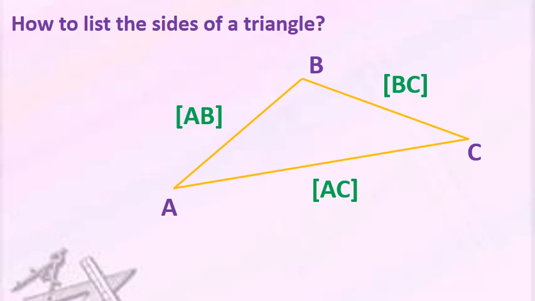Again, this side is AC. How did we name it AC? Because we have this side, this is the extremity A with the extremity C. We put them next to each other, we put the sign of the segment. So this side, we name it AC.